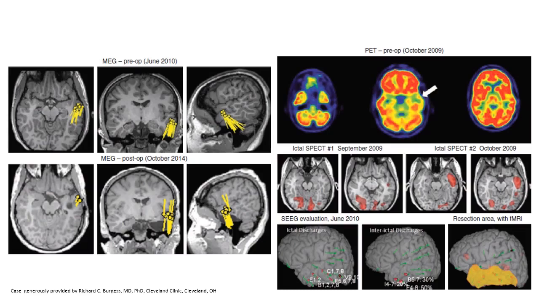The MEG study can be seen in the upper left-hand panels and identified interictal discharges that were mainly seen in the MEG, not in the simultaneously recorded EEG. These dipoles are all in the left anterior temporal lobe on the left superior temporal sulcus. The PET scan, which is in the upper right, shows the left anterior temporal hypometabolism. The arrow there is pointing to that area.